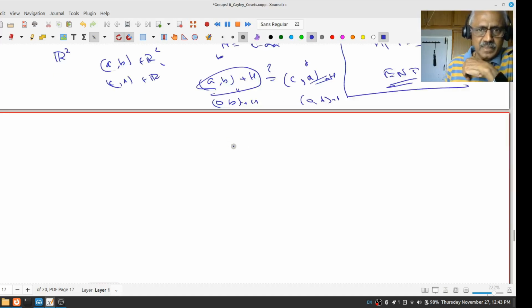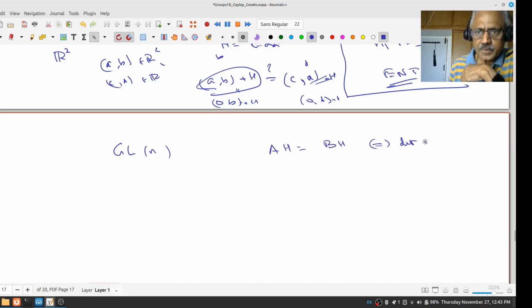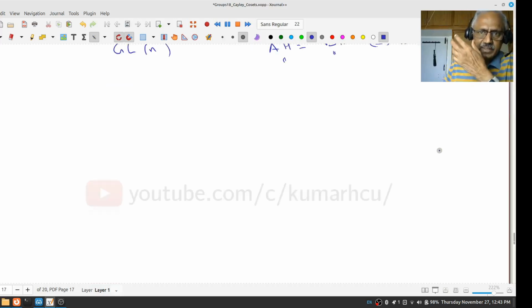And similarly, in the next case, the GL n R case, when is AH equal to BH? That is when determinant of A equals determinant of B, because all elements here have determinant A, all elements there have determinant B. If they are equal, that means determinant A is determinant B. You see that? This is the kind of characterization I want to understand. So, general setup.